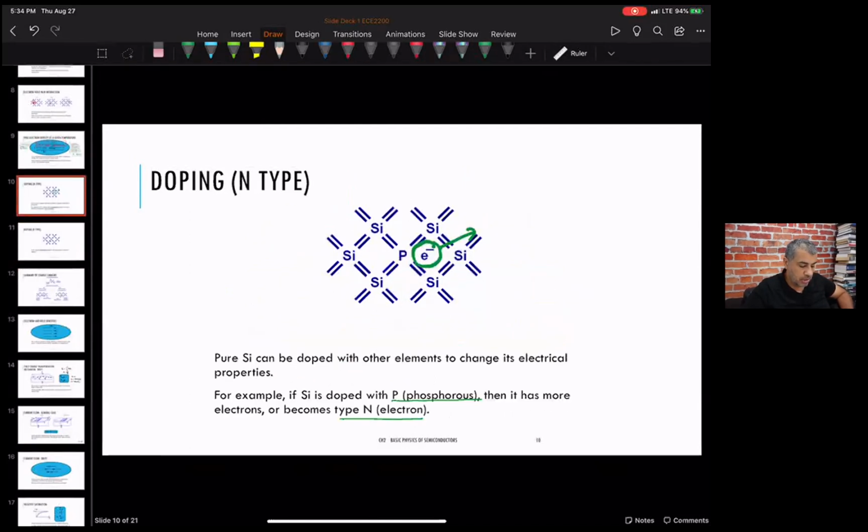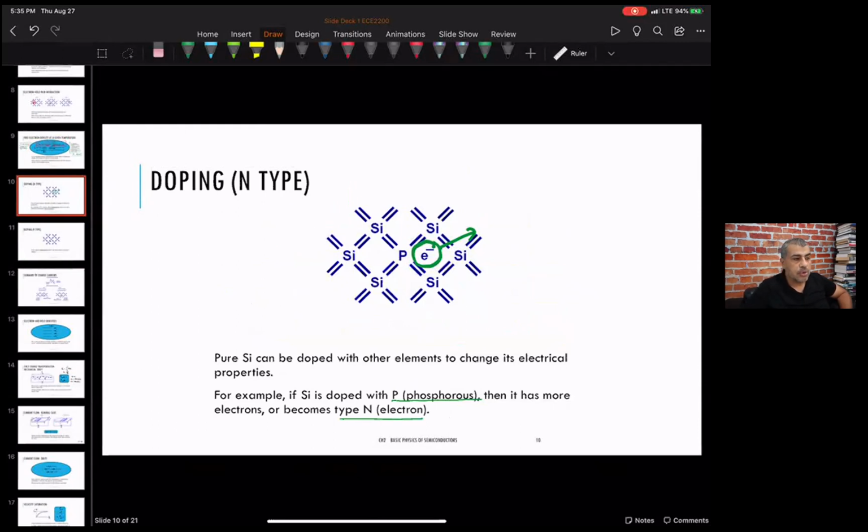Because phosphorus or any of these group 5 elements have 5 valence electrons compared to silicon's 4 valence electrons, there's always a spare valence electron floating around. So for every phosphorus atom that you inject into the silicon matrix, you'll have a spare electron for which there is no corresponding hole.